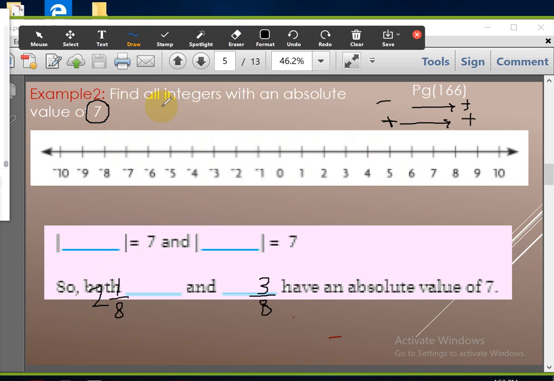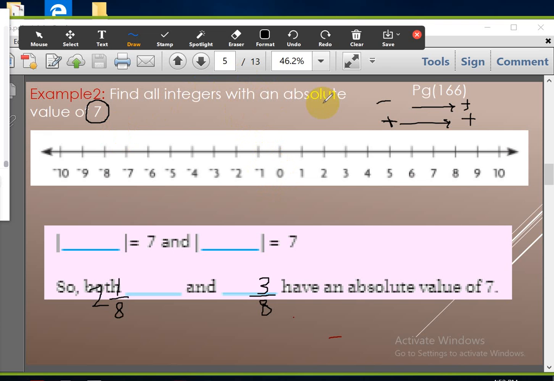Lena said -7. That's correct. Another one. I have only -7. The absolute value for this number is 7. Look, girls, you know that the absolute value is 7. Very good, Lena. That's correct.